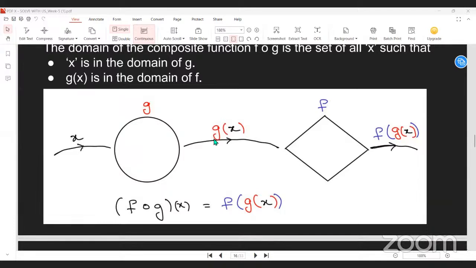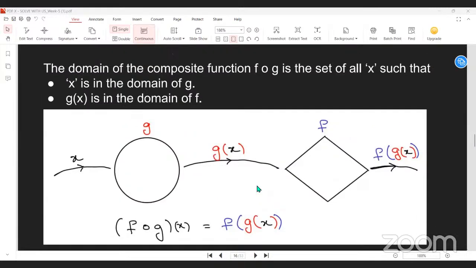And the second thing that we will check is whether g of x is in the domain of f of x, sorry, right? So g of x should be in the domain of f and x must be in the domain of g of x. So everyone got this, how to calculate?